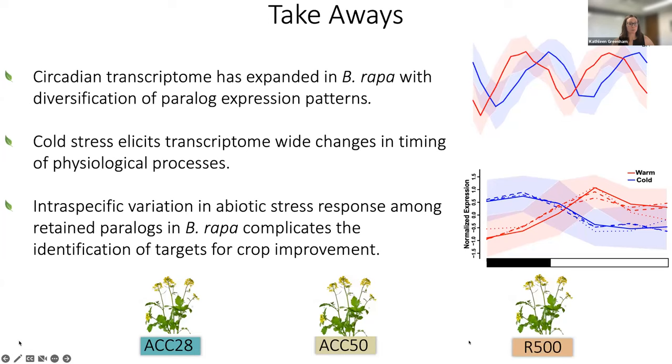Now, if we built those same networks, but instead of expression, we used conserved non-coding sequences, which are predicted to have the regulatory elements, we found the same thing. So the presence of those CNSs in the upstream region of the gene were predictive of those expression patterns. So we do think this is regulatory elements. We didn't see any evidence that it's based on amino acid changes among any of these transcription factors.